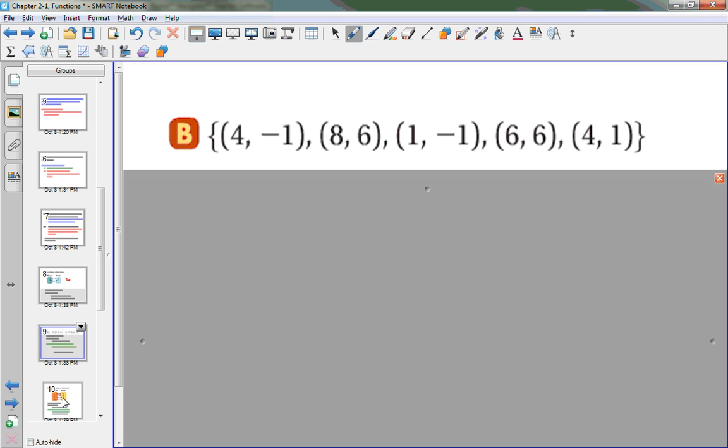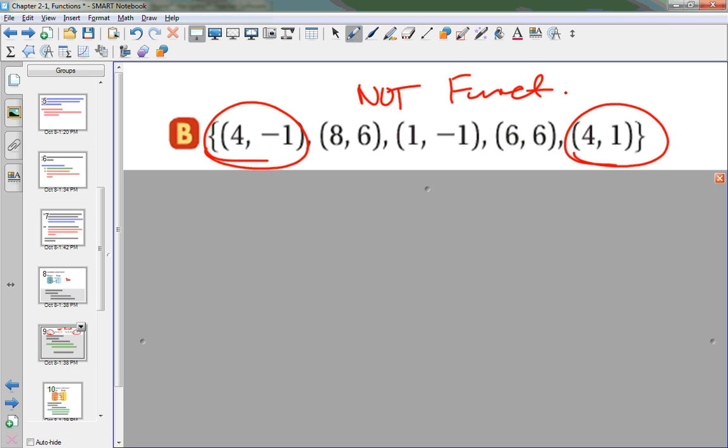Is this one a function? What am I looking at, x or y? X. So let's read off our x's: 4, 8, 1, 6, 4. Did I repeat any x's? Yes. What is my culprit here? The 4s are being mean. They are double dippers. They're choosing both ice cream and candy. Is that legal? No. So therefore, this is not a function. Do we understand that?